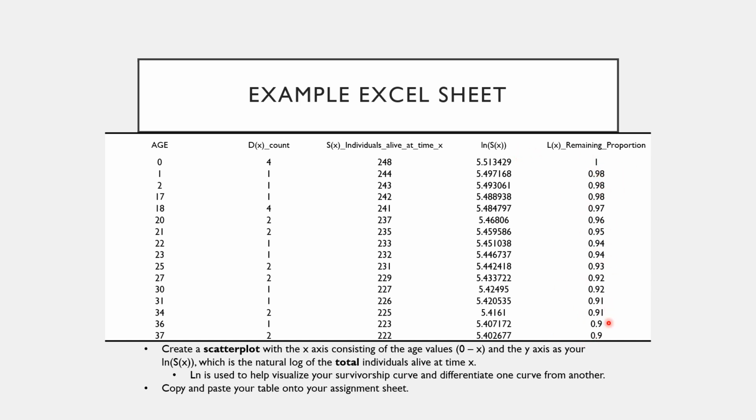And now go from 1 to 0. So with these values here, you're going to create a scatter plot with the x-axis consisting of the age values from 0 to x, and I think somewhere around 98 or 99 is the maximum value that you're going to have. And the y-axis is going to be the natural log of S of x, which is the natural log of your total individuals alive at time x. Like I said earlier, natural log is just done to make your survivorship curve look nice and clean.